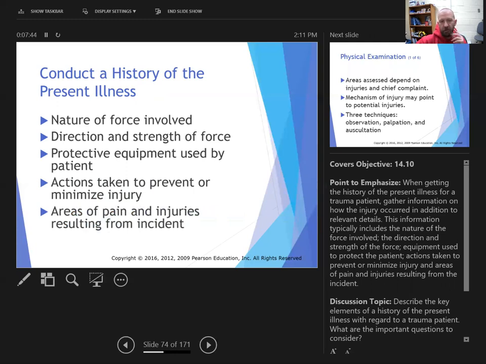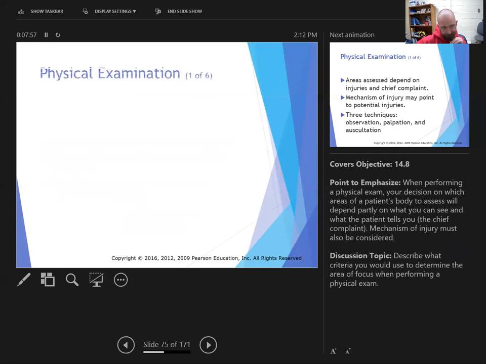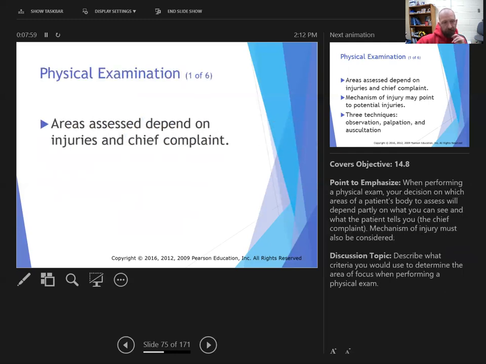And then we're going to figure out where on the patient's body they're hurting, okay? Areas of pain and injuries that are resulting from the forces applied to the body. We'll have to figure out where those are. In doing a physical examination, let's talk about that.